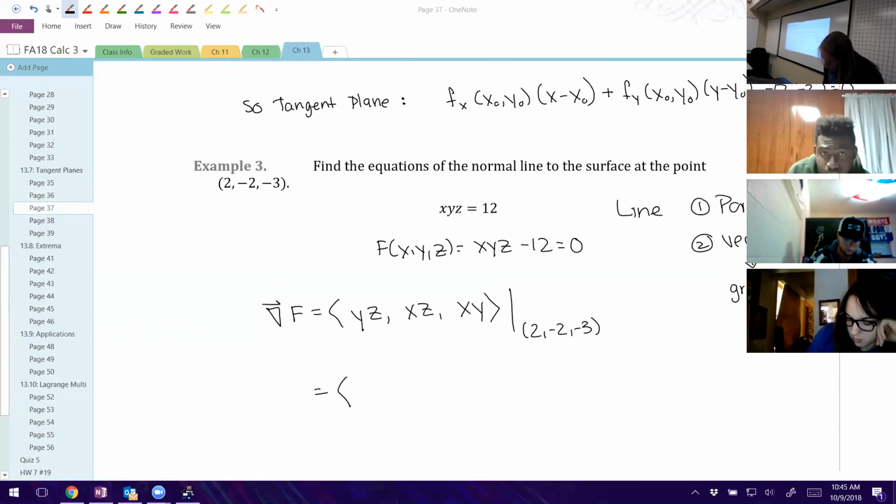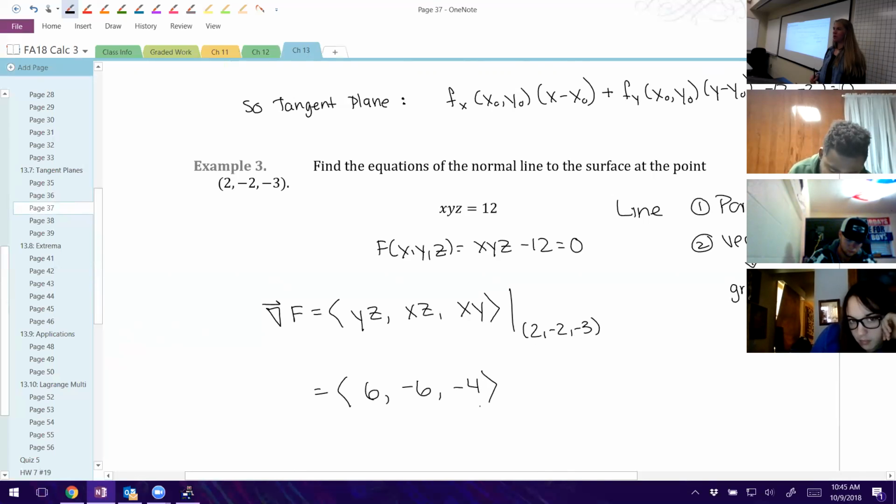-2 times -3 is +6. 2 times -3 is -6. And 2 times -2 is -4. So there is our vector that's parallel to our line.